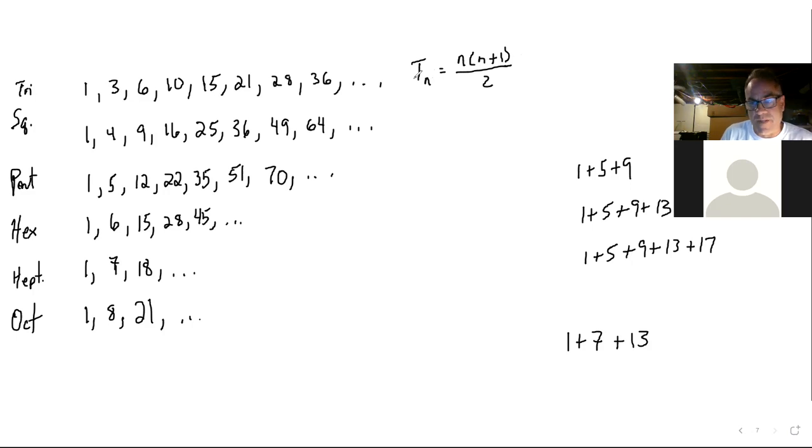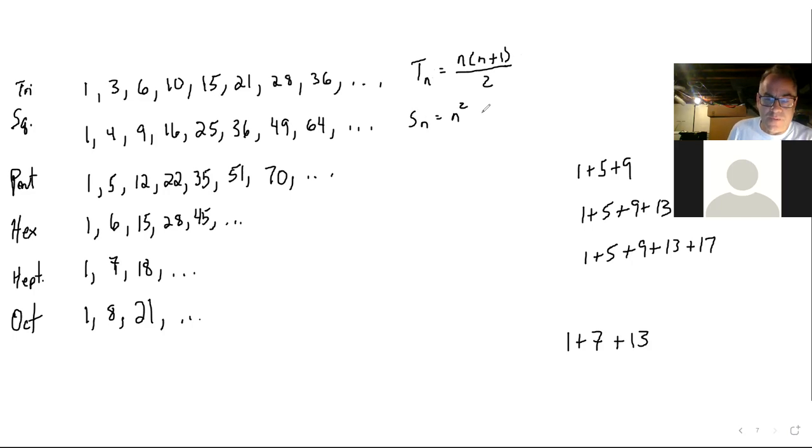If I wanted to add up the first 865 odd numbers, square numbers are found by adding up consecutive odds. So that was n squared. If I wanted the 865th square number, 865 squared.